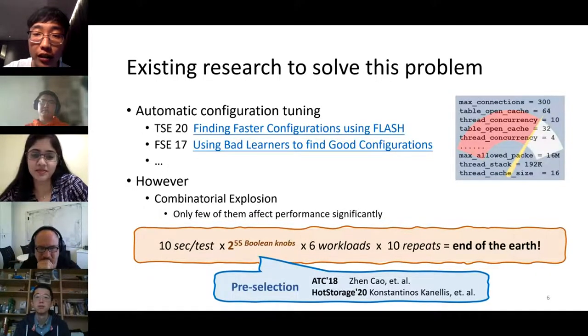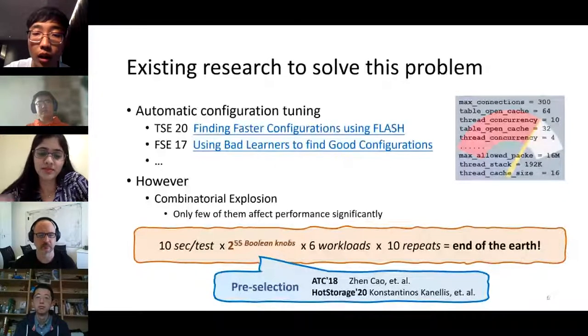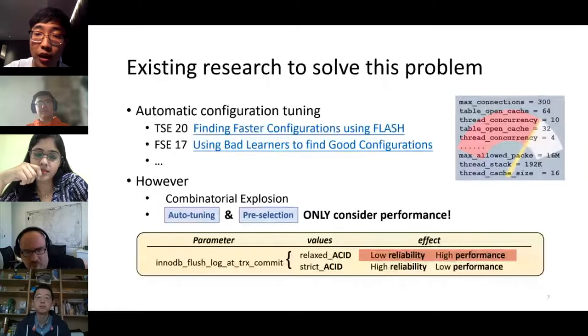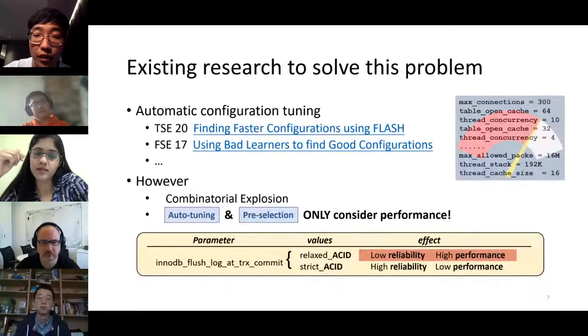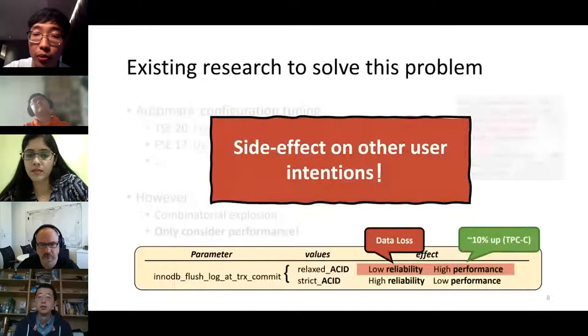So some works pre-select some performance-related parameters to reduce the search space via performance testing and machine learning techniques. However, both this pre-selection method and the auto-tuning methods only consider performance while ignoring other user intentions. In fact, many parameters have more than one side of impacts on user intentions. For example, in MySQL, the parameter InnoDB flush log at transaction commit controls the trade-off between ACID compliance and performance. That is to say, these methods may possibly put users at a risk of bad issues like data loss.